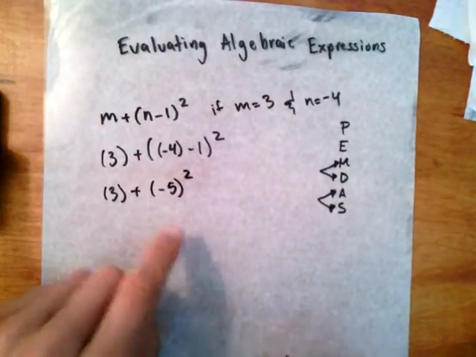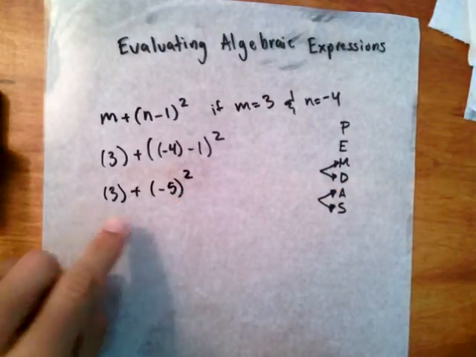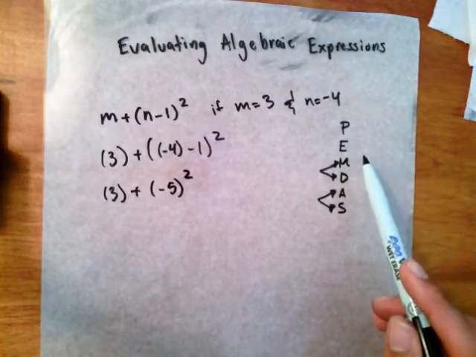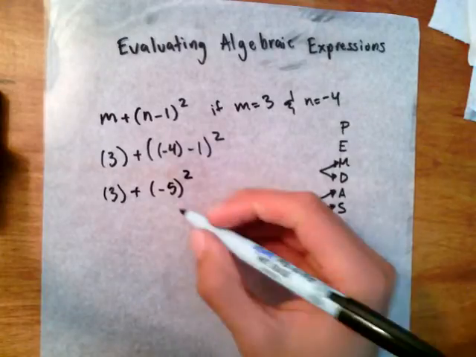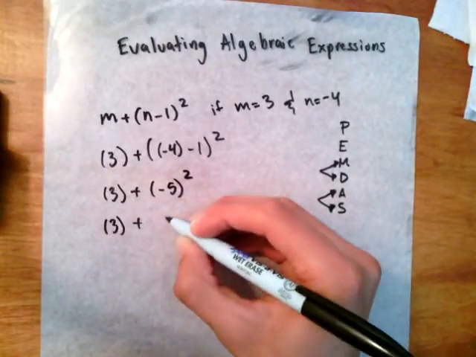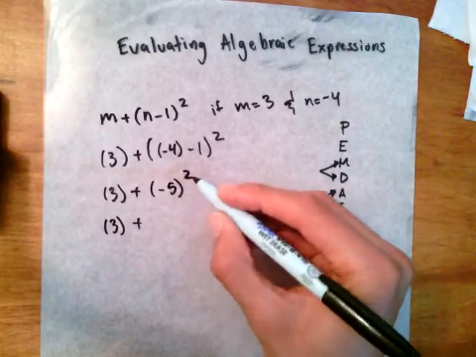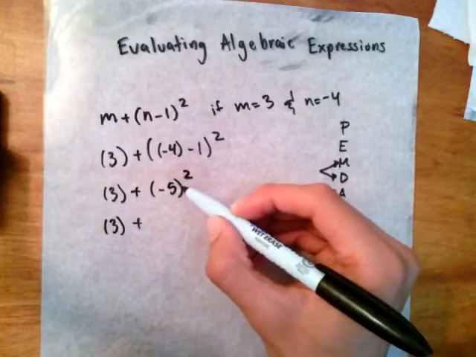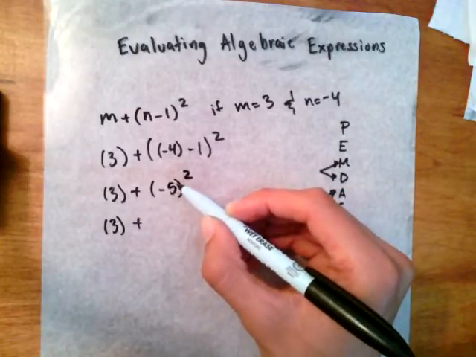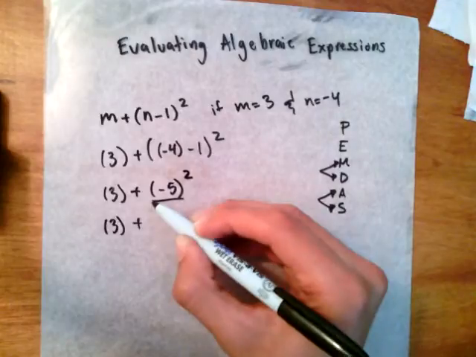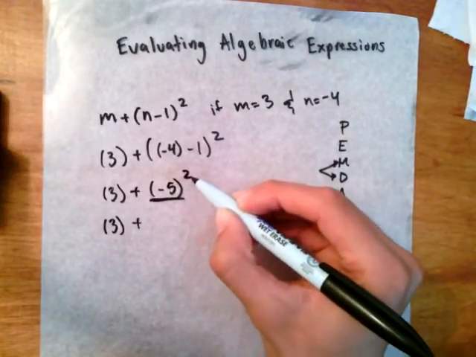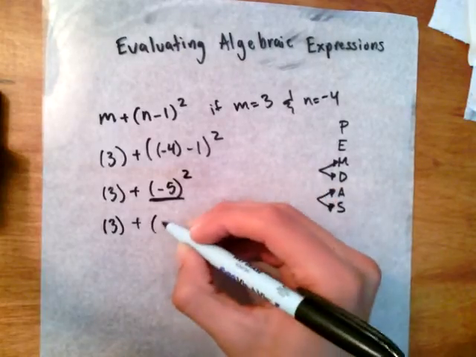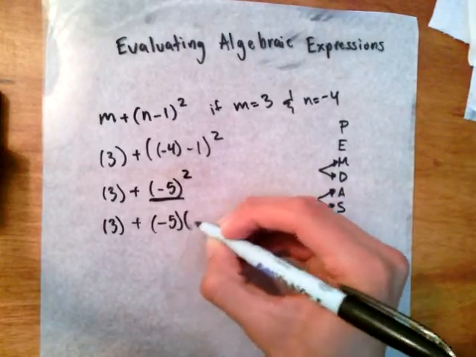And then we have negative 5 squared. Now the next thing in our PEMDAS is exponents. So we're going to evaluate the exponents. So we have 3 plus negative 5 squared. Now, recall that when evaluating exponents, what it's essentially telling us is we're multiplying the number, the base, which is in our case negative 5, by itself, however many times the exponent is, by the power of the exponent. So this tells us that we're multiplying negative 5 by itself twice.